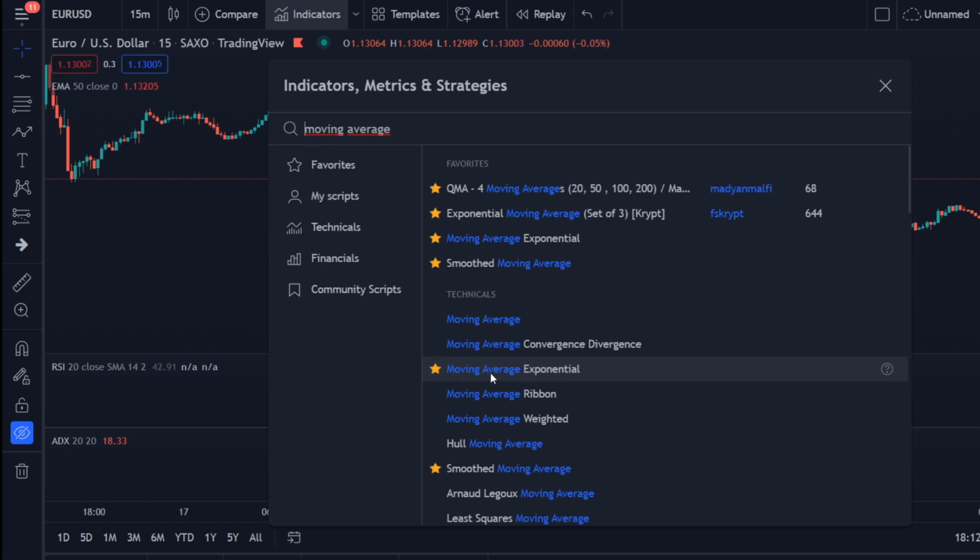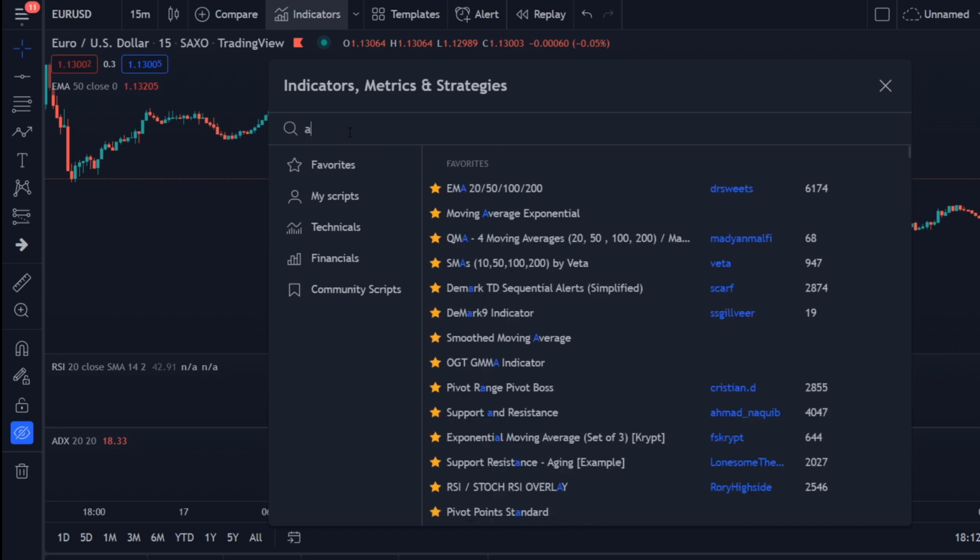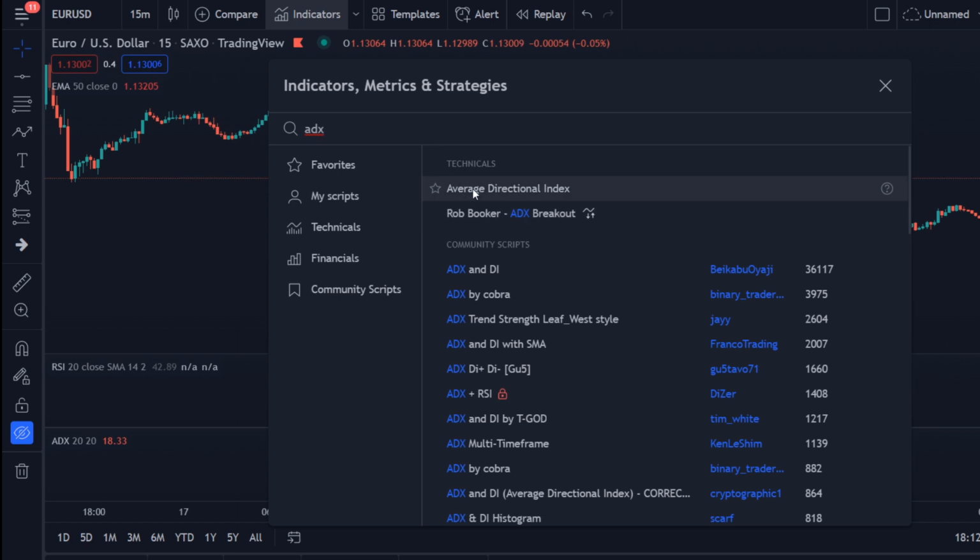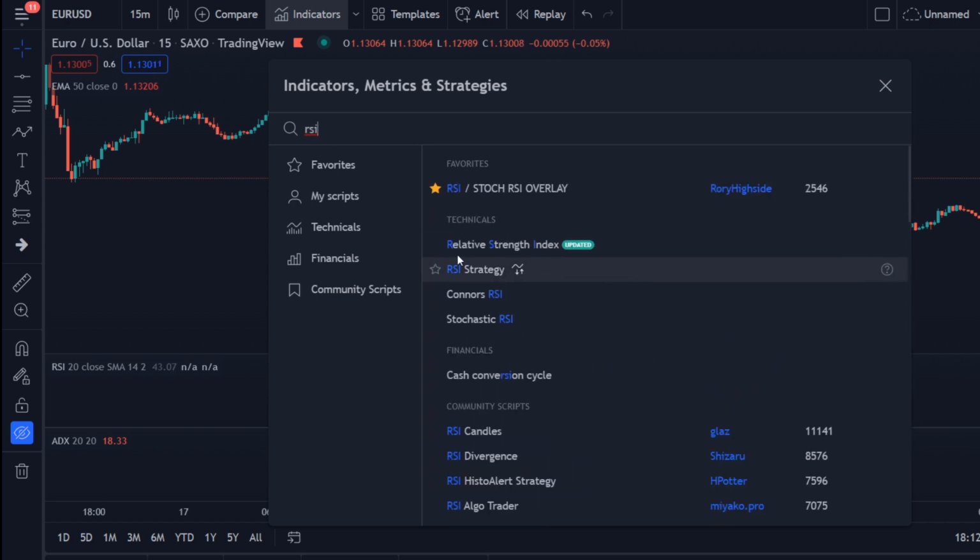You click on this once, then you look for the ADX, which stands for average directional index. So you click on that as well. And last but not least, the RSI, which stands for the relative strength index. So I click on that as well.